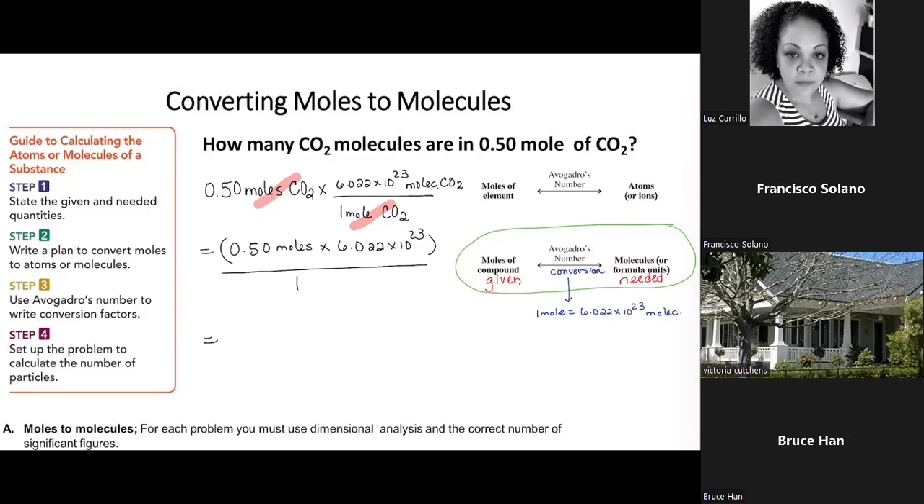Okay, now, when I see my calculator display, if anybody out there that has a calculator, what answer do you get when you take 0.50 times 6.022 times 10 to the 23rd? What do you guys get?